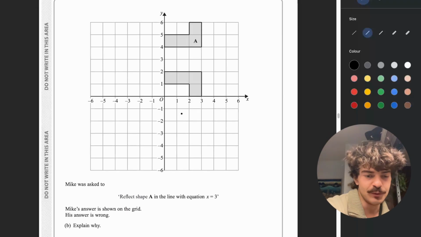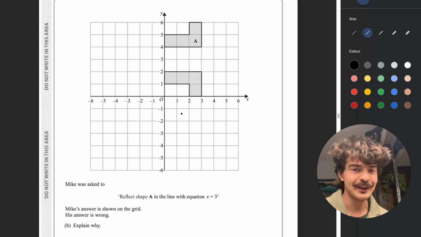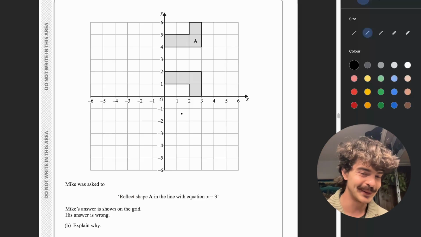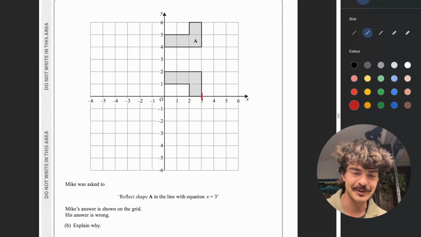Mike was asked to reflect shape A in the line x equals 3. Mike's answer is shown on the grid. Explain why he's wrong. Wow. Has he reflected in the right line? No, he absolutely hasn't. X equals 3 is here, right? That's where x equals 3. Look at your number line.